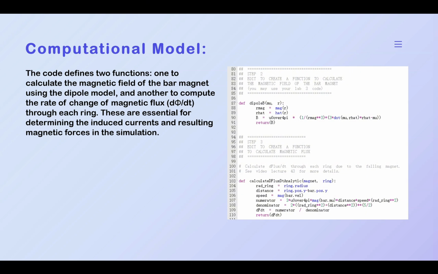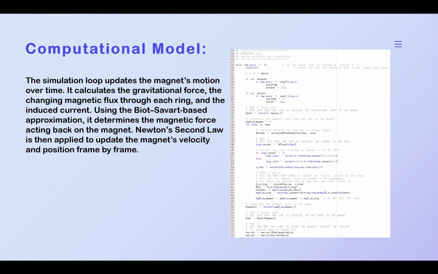Then the simulation loop updates the magnet's motion using Newton's second law. It calculates gravitational force, induced current, and the magnetic force from the rings. The position and velocity of the magnet are updated frame by frame.